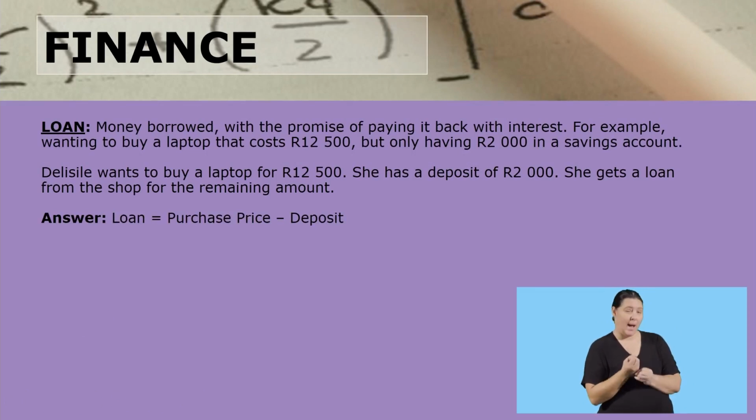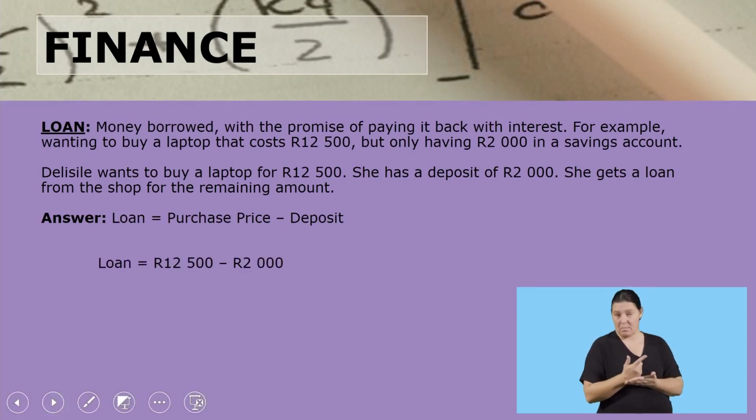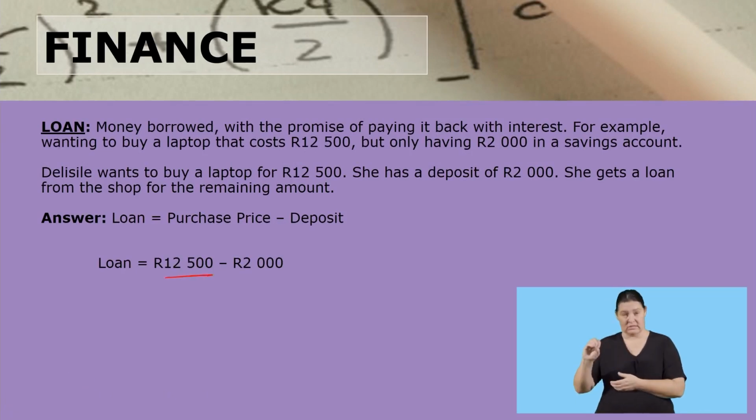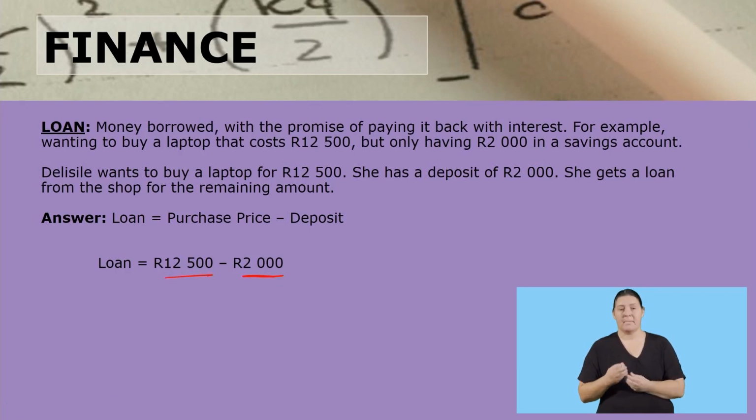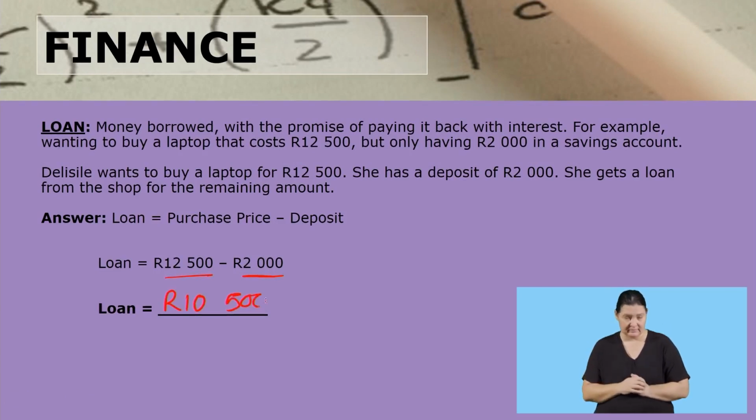So the purchase price of this laptop is 12,500 rands. But she already has 2,000 rands in her account. So how much is the loan that she has borrowed here? We are going to subtract 2,000 rand from 12,500 rands. And how much is that going to be? This means that our loan amount is going to be 10,500 rand. So this is the money that Delisile is going to borrow from the shop.